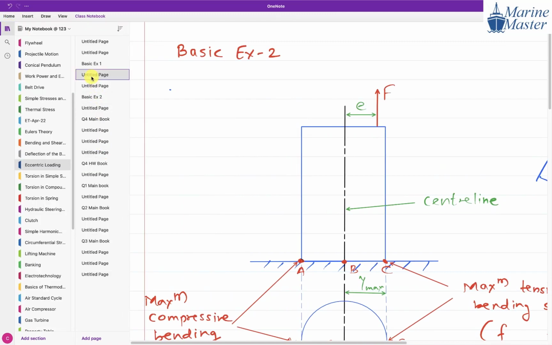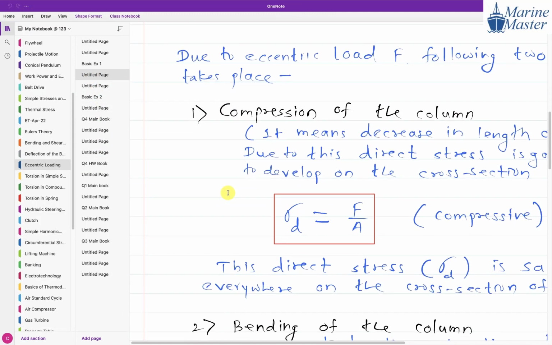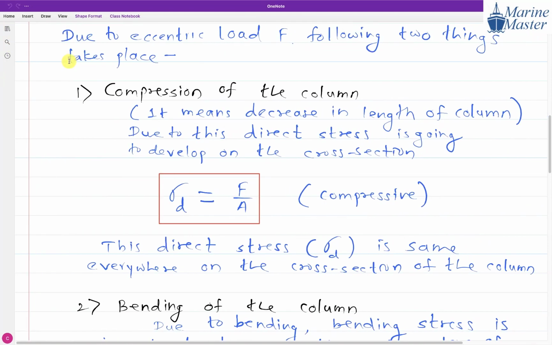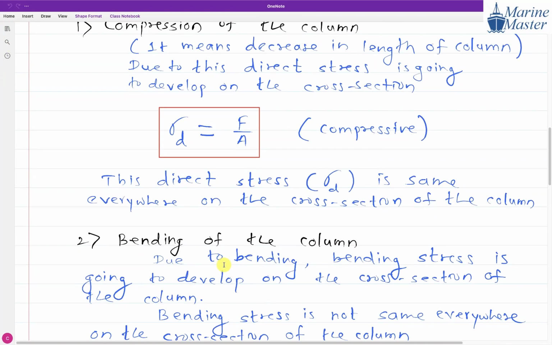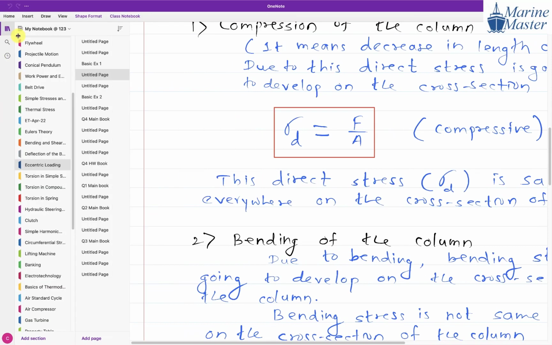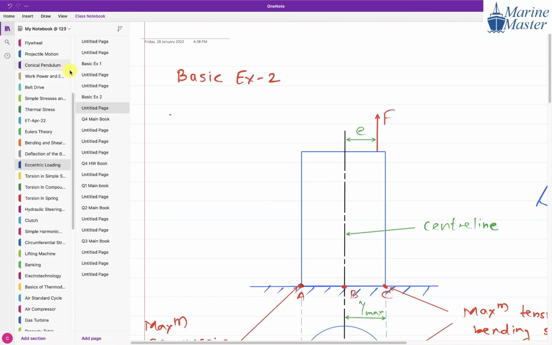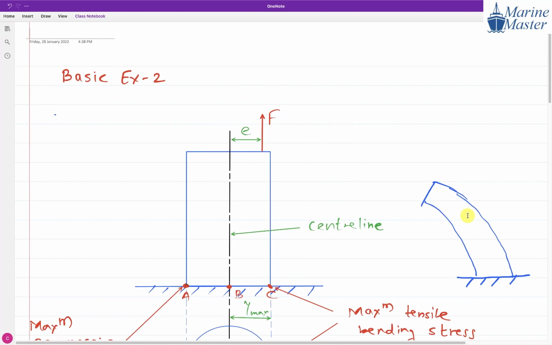We have to see the combination of two things. One is compression of the column, and the other is bending of the column. If there is extension instead of compression, we will say extension. We have to see that effect. The shape that I am showing is only the shape of the bending effect. If you want the overall effect, we have to see the combination of direct stress and bending stress, guys.